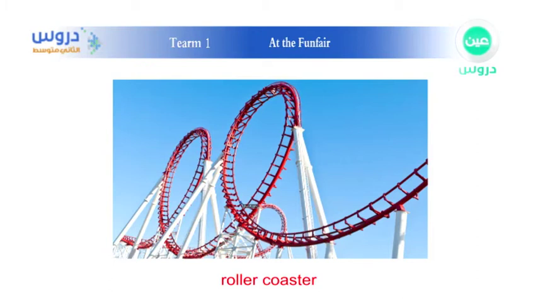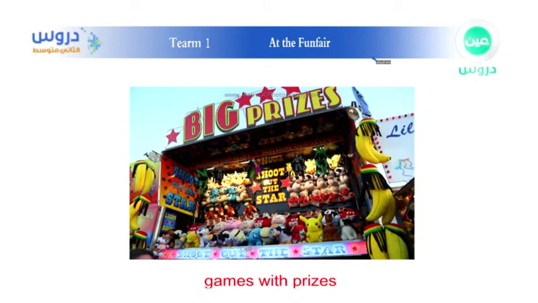Wow, I don't like that at all. Maybe I'm afraid when I get in it, but I don't like this at all. So this we call it roller coaster. And repeat, Ms. Suhaila, please. Roller coaster, roller coaster. Very good. Yeah, try to repeat it.